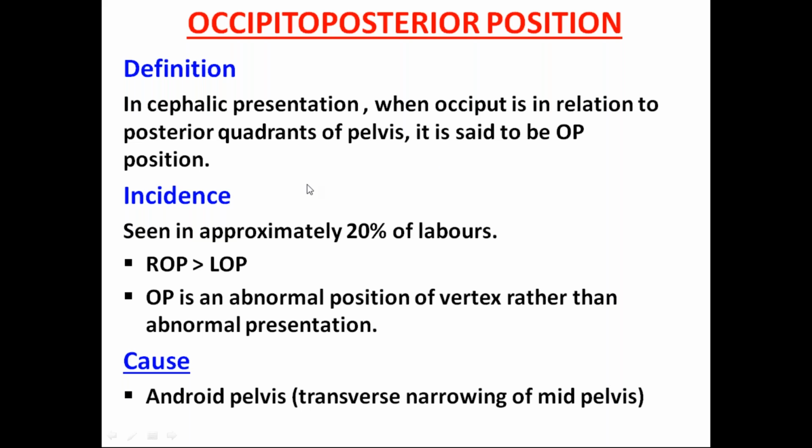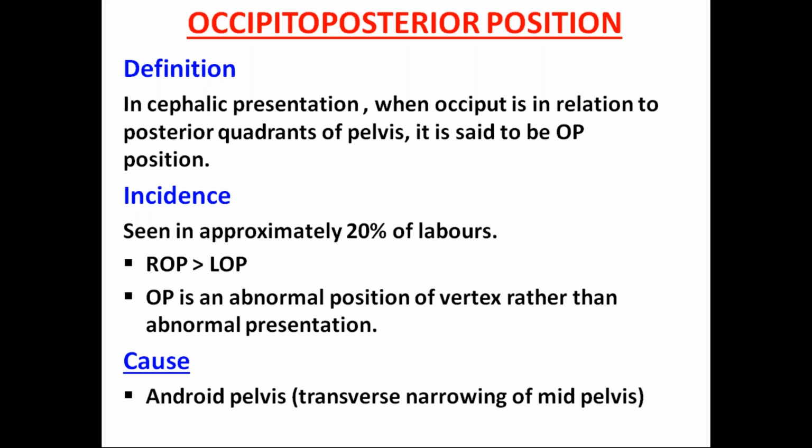So when do you say occipital posterior positions? When the occiput is in relation to the posterior quadrant of the pelvis. What do you mean by position? When the denominator is in. For every presentation we have a bony prominence which you have arbitrarily chosen, which is known as a denominator. The relation of that denominator to the quadrants of the maternal pelvis is known as position, right?